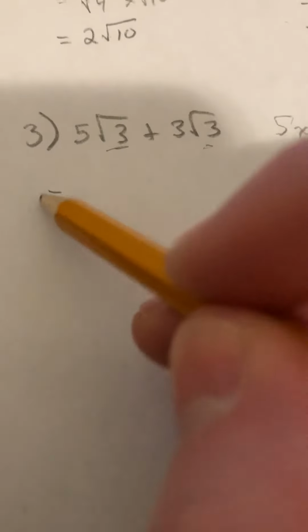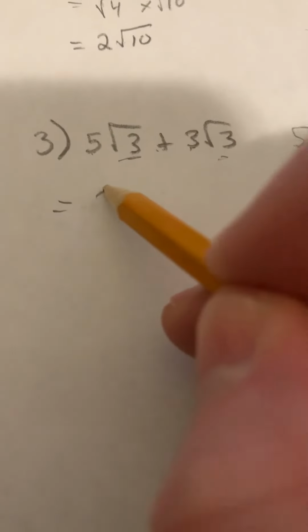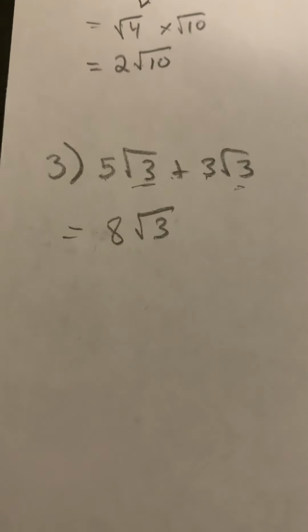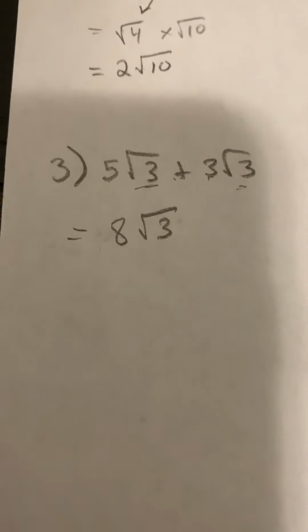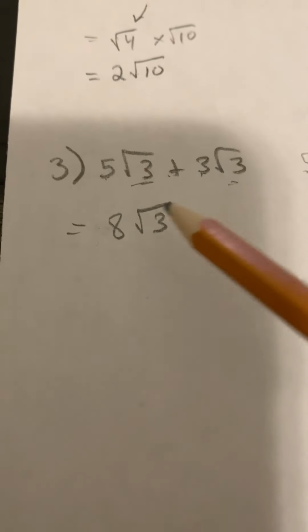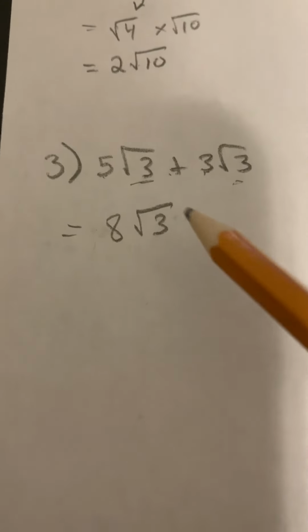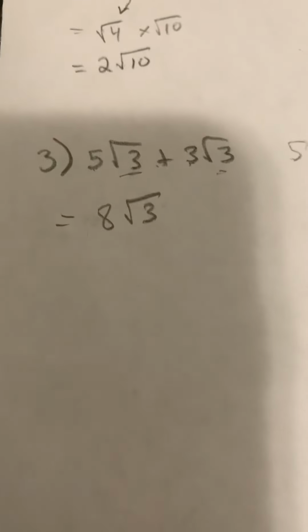So same thing here. So 5 plus 3 is 8. And then since we both have the root 3, we just keep it as root 3. So add the coefficients in the front. So 5 plus 3 is 8. And then bring the root 3 down. Okay, again, at this step, you want to see if you could break it down, but in this case, you cannot.